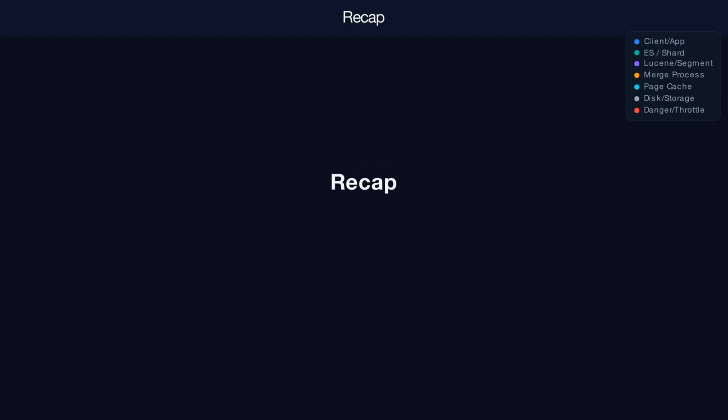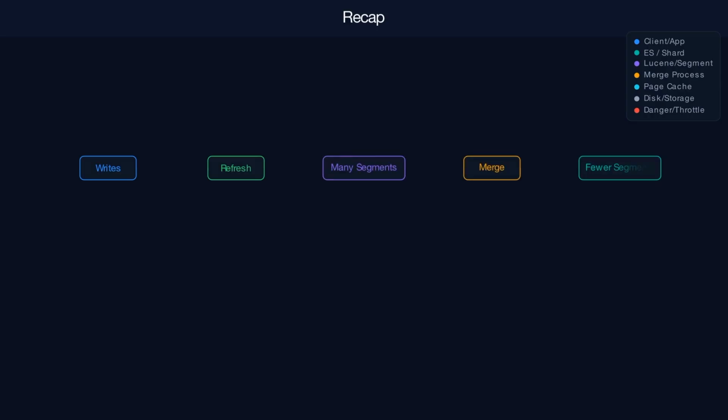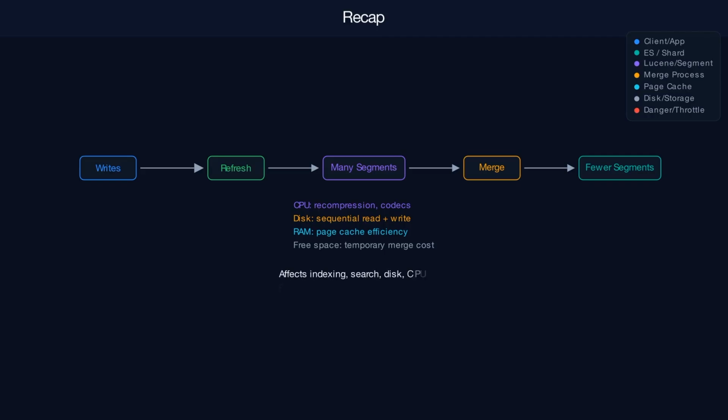Let us recap the mental model. A shard is a Lucene index. A Lucene index is made of immutable segments. Indexing and refresh create segments quickly. Merging is the background compaction process that rewrites smaller segments into larger ones, removes deleted documents, and keeps search and storage efficient over time. Segment merging is not just Lucene internals.